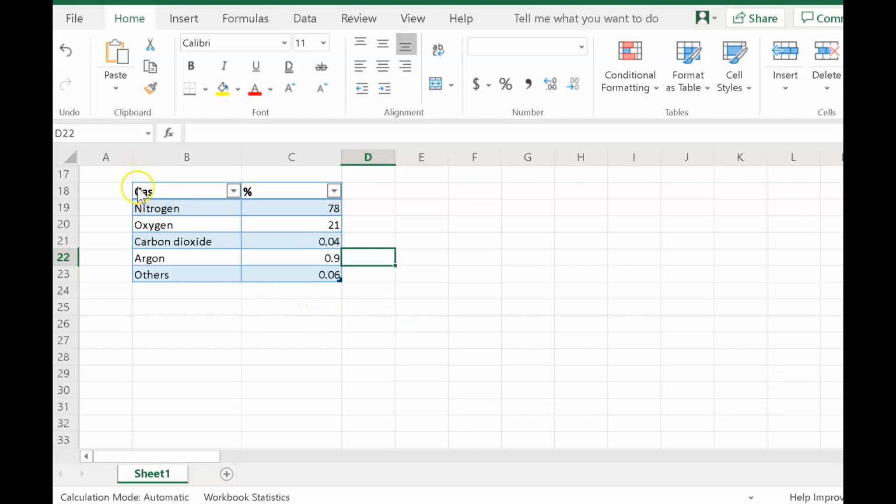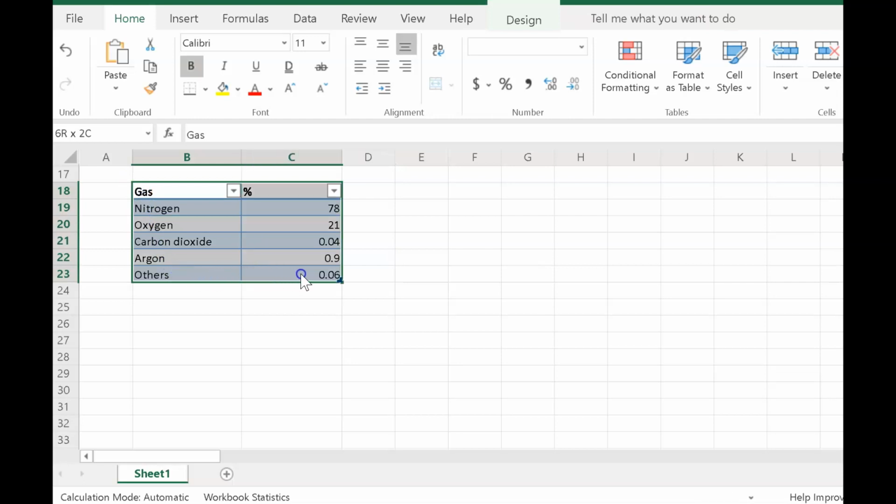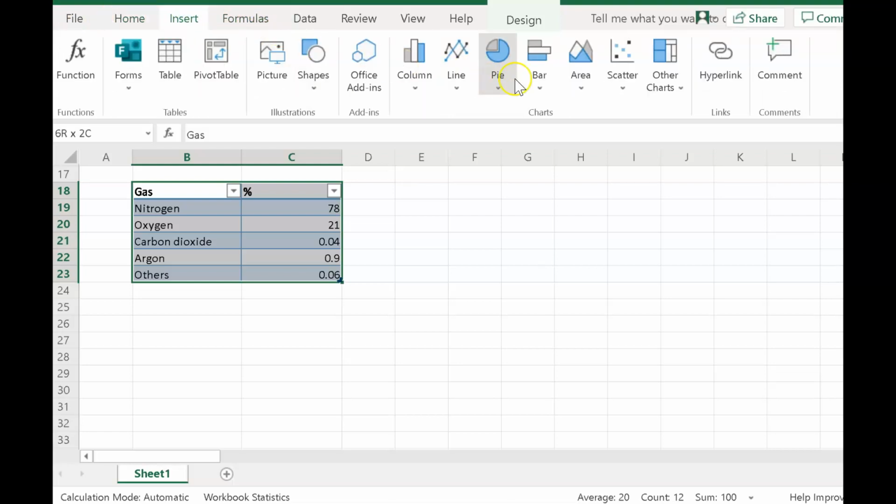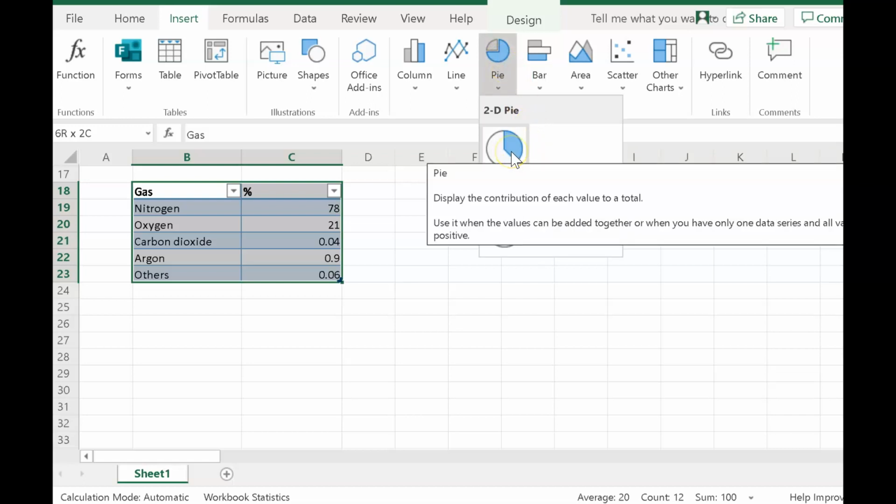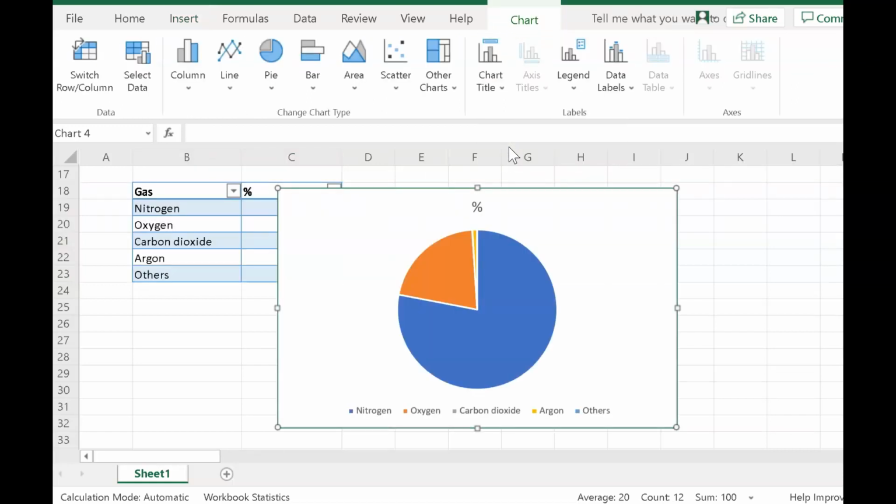So to do this, again, I have to highlight this area, and I have to go up top here and insert the chart. All right, so I'm going here, and I would like to insert the pie chart. This shape, for example, right? Displays the contribution of each value to total. And so nitrogen is blue, oxygen is orange, carbon dioxide, I think maybe gray color. Argon is kind of yellowish, and others is a different shade of blue.